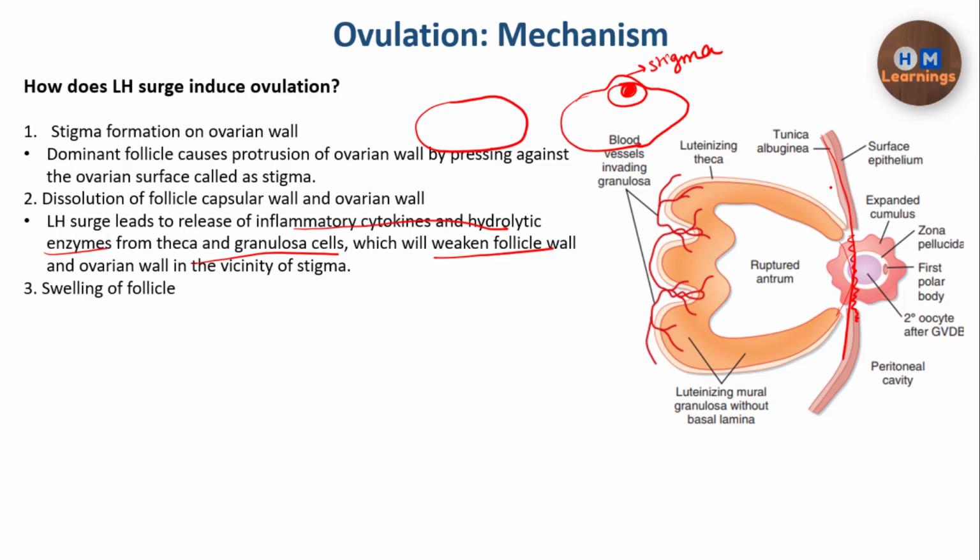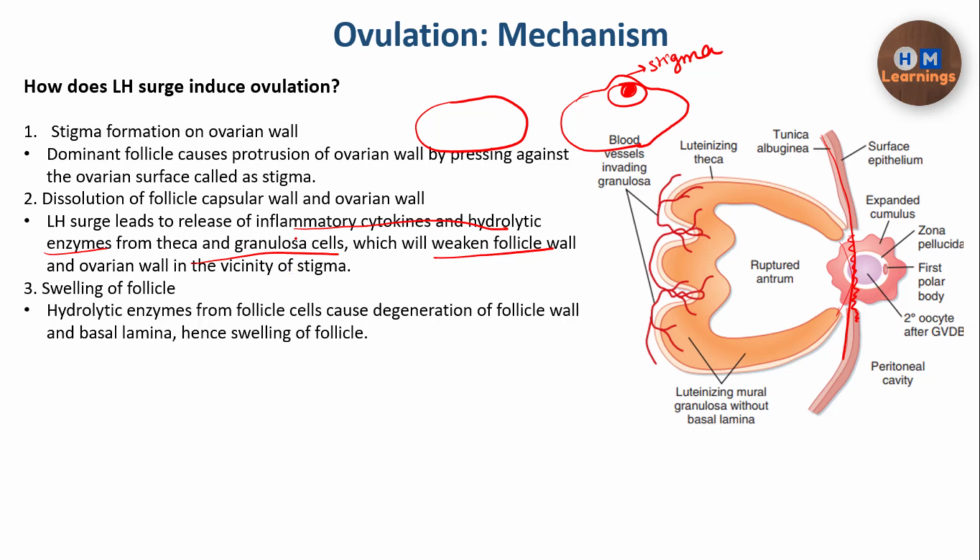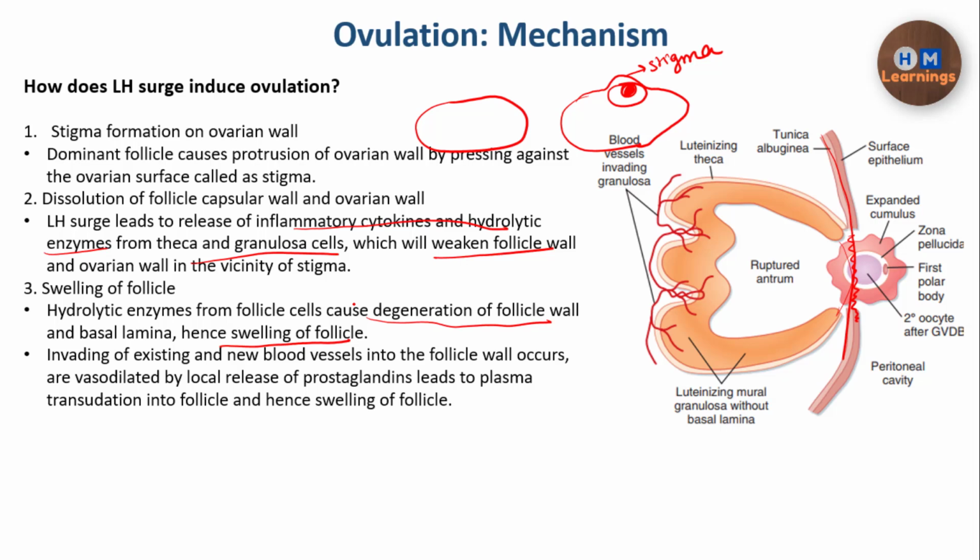Next is the swelling of the follicle. These are the steps which are being done by the LH surge, but they are not happening in a stepwise manner. They are actually happening simultaneously. So swelling of the follicle, how does that happen? There is degeneration of the follicular wall, so the fluid enters inside the follicle. That is the swelling of the follicle. Next thing which is happening is that the blood vessels start invading the granulosa cells. And also there is a local secretion of prostaglandins. They are going to cause vasodilation. So ultimately there is an increase in plasma transudation into the follicle and hence swelling of the follicle.